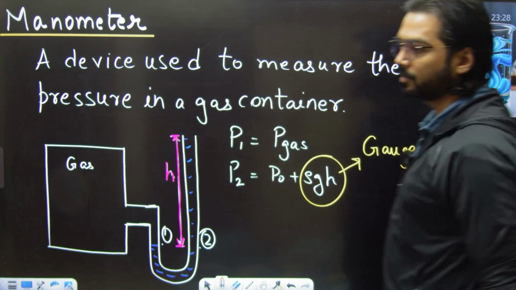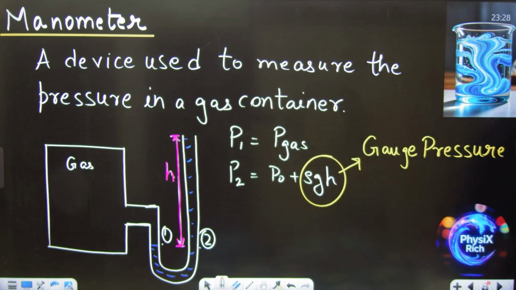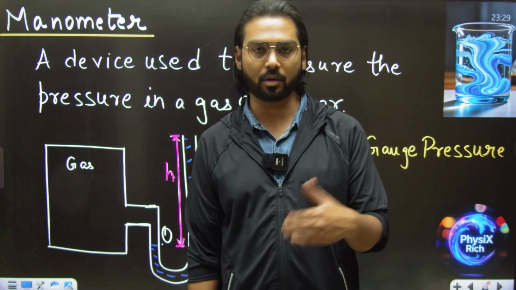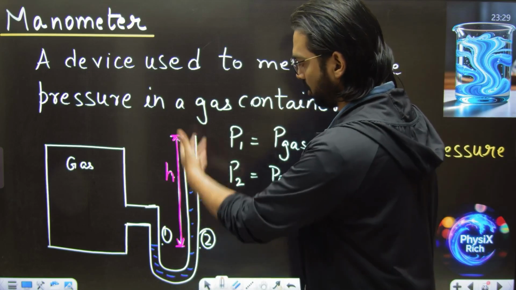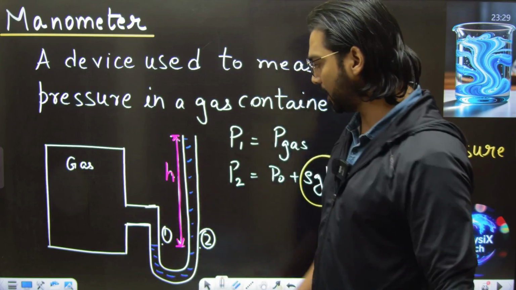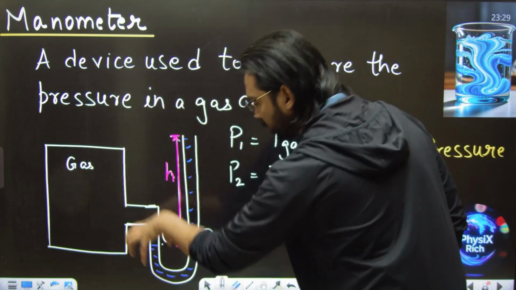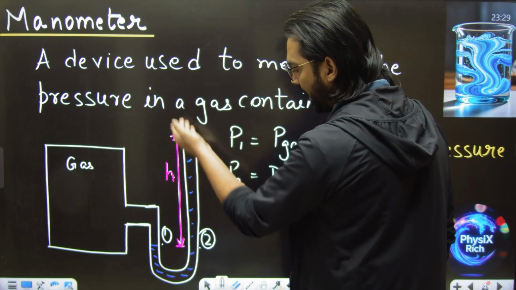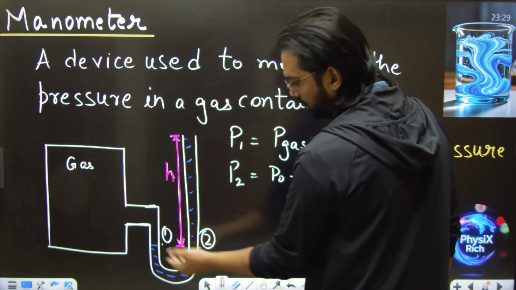Let's now talk about something called a manometer. Now, a manometer is a device which is used to measure the pressure of gas in a container. So it works very similarly to a barometer, except that it is not connected to the atmosphere on either side. It's connected to a gas on one side. So these gas molecules come over here and push the liquid down here, and the liquid tries to rise up.